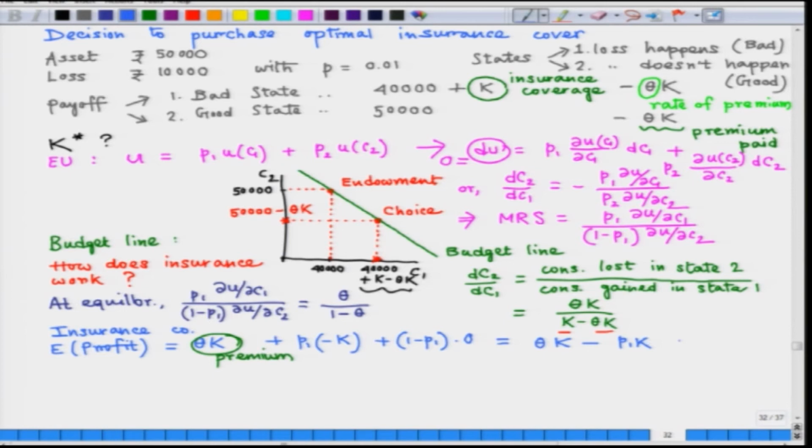right. Now, we can set this to 0. So, the company is just breaking even, and if that is the case, then we get this result that the premium rate theta will be the probability of loss, or the probability at which the bad state happens. This is a very interesting result, and this rate of premium has a name. This is known as fair premium.